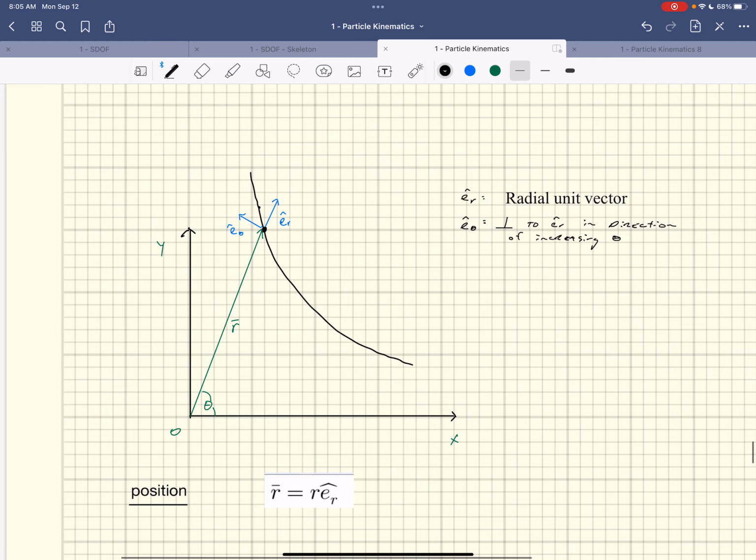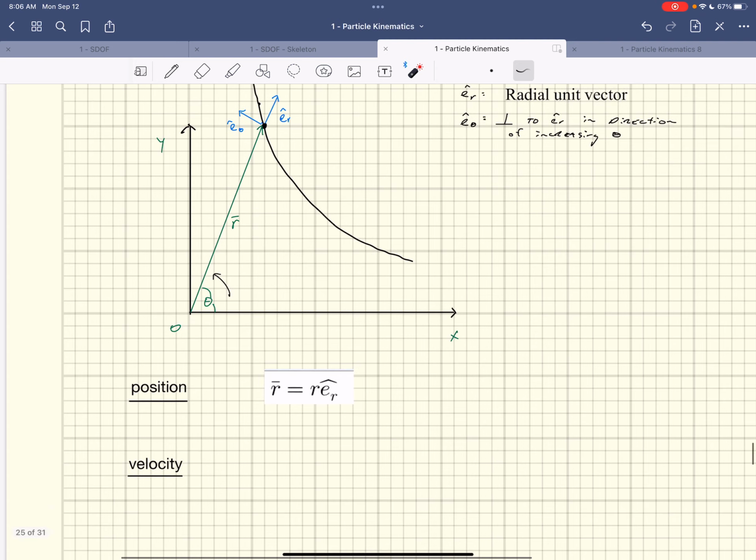In this case, I drew theta as going in that direction, so theta is getting bigger there. And so e_theta is in the direction of increasing theta, so it's that direction. If theta was going that way, e_theta would be going this direction. So it just depends on the direction of theta. That's the definition of those coordinates. When we define position, we're going to do the same thing as before: define position, then take the derivative of that to get velocity, and take the derivative of that to get acceleration.